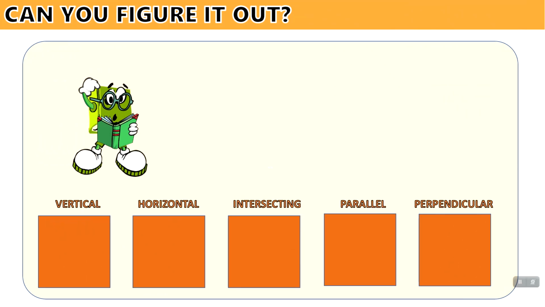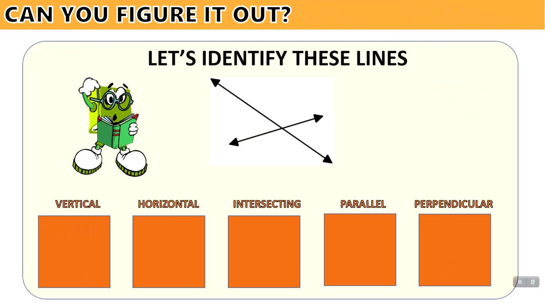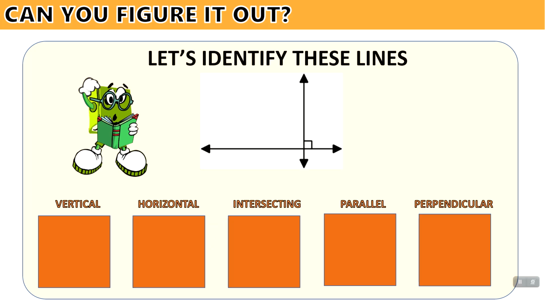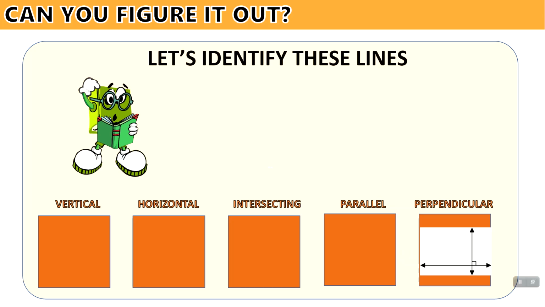And now let's try to figure out how to classify these lines. Take a look at these. What type of lines do these look like? Yes, they're intersecting lines. They do cross, but they don't cross at 90 degrees, and so they're not perpendicular. How about this line? It runs from left to right, and so we call this a horizontal line. How about these? They cross each other, and the little square in the middle means that is a 90-degree angle or a right angle. And so these cross at 90 degrees, so we call those perpendicular lines.